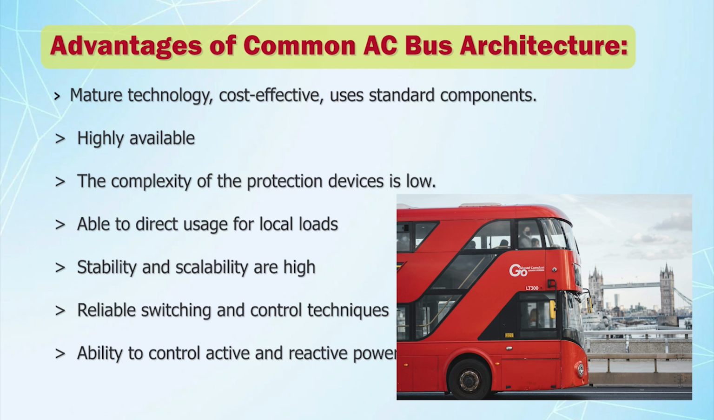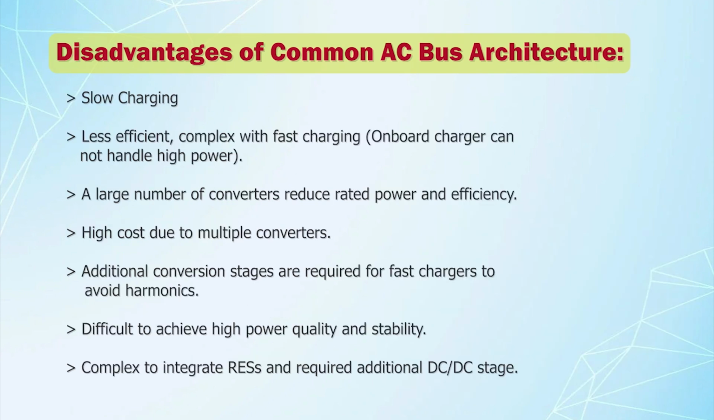Now, disadvantages of common AC bus architecture. These are slow charging, as we have seen mostly they are available as level 1 and level 2; less efficient; complex with fast charging; the on-board charger cannot handle high power. A large number of converters reduces rated power and efficiency.